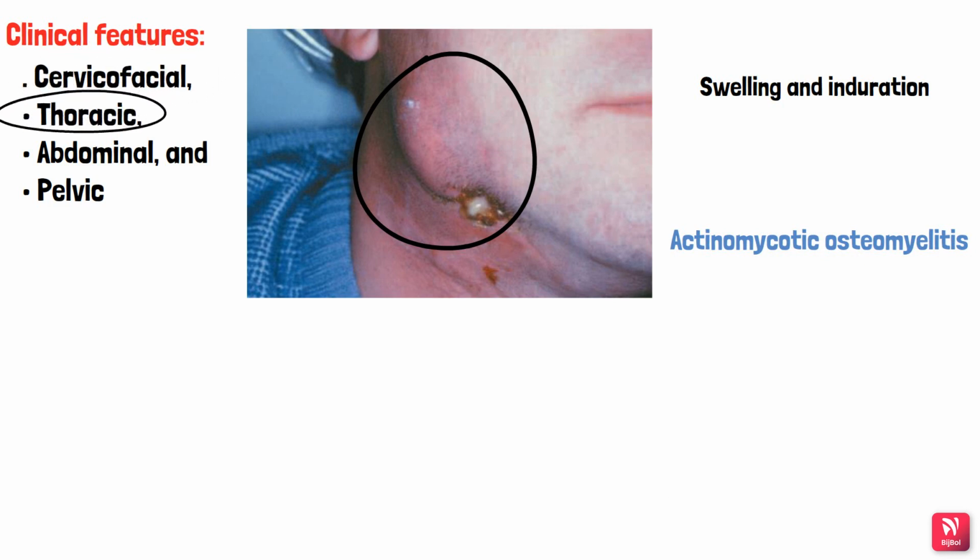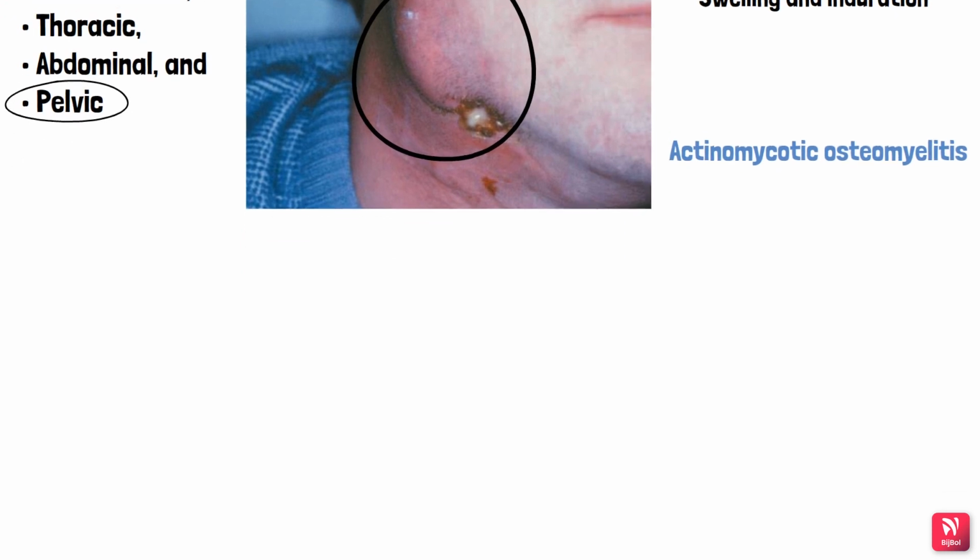And the next form is thoracic actinomycosis, wherein there will be aspiration of the organism from the oral cavity into the thoracic region, and this thoracic actinomycosis will resemble pneumonia. Okay, next is abdominal actinomycosis. Here it is commonly seen in the appendix, cecum, or liver. This is also followed by swallowing of the organisms from the oral cavity or by direct extension. Pelvic actinomycosis is infection in the pelvis, and it can occur as a complication of intrauterine contraceptive devices. So these are the various forms of actinomycosis.